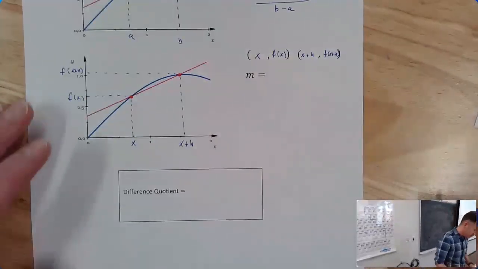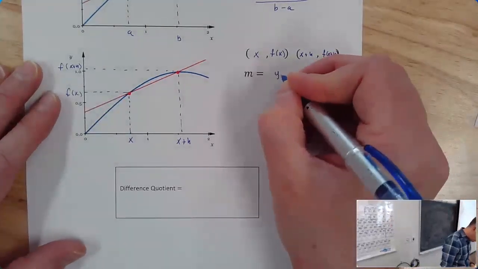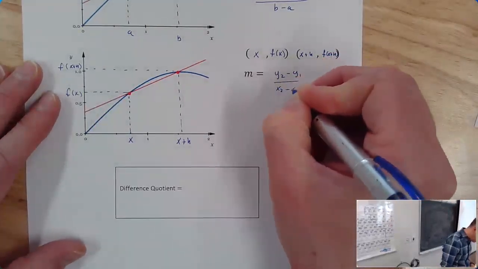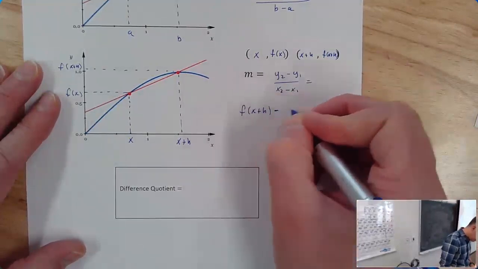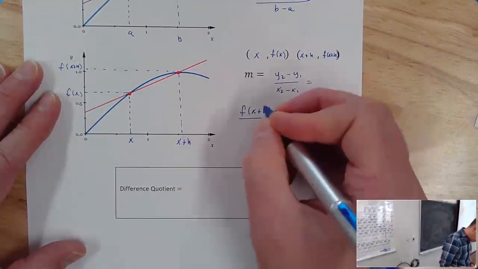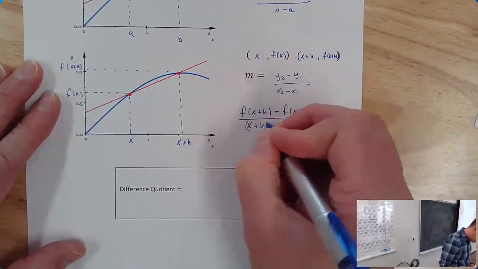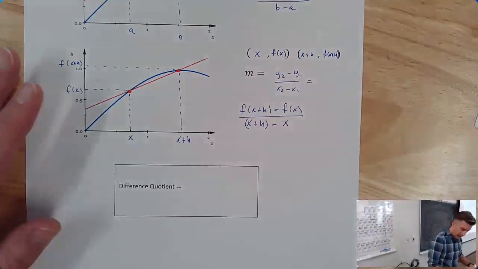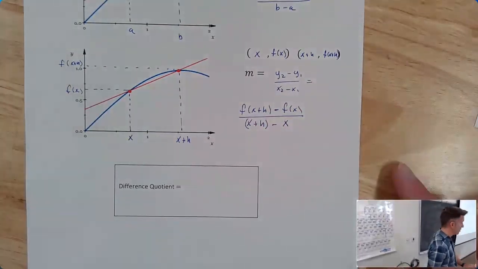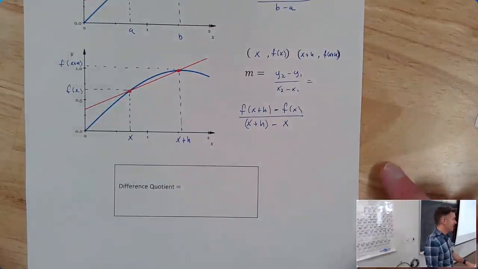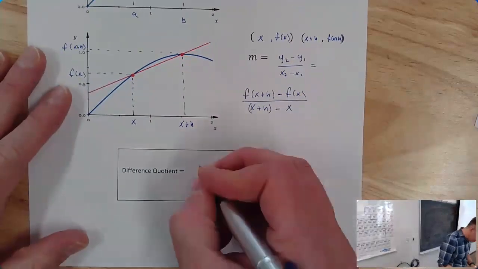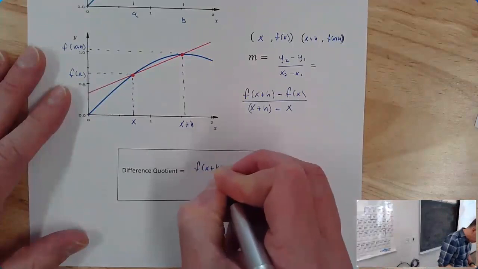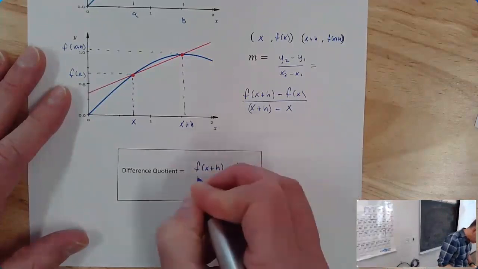So then if we want to find the slope, again, it's just y2 minus y1 over x2 minus x1. In this case, that's going to be f of x plus h minus f of x all over x plus h minus x. And in the denominator, we can do some subtracting: x plus h minus x is just going to be h, because the x's will cancel. So the difference quotient, we typically like to think of it as f of x plus h minus f of x all over h.